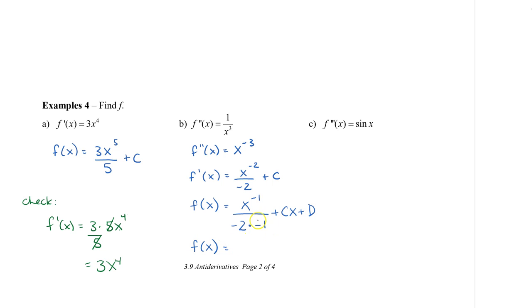So f of x is equal to, so we have negative 2 times negative 1 in the bottom, so we get 2. And then x to the negative 1 is going to move to the denominator to be positive x. And then plus cx, and then plus d.